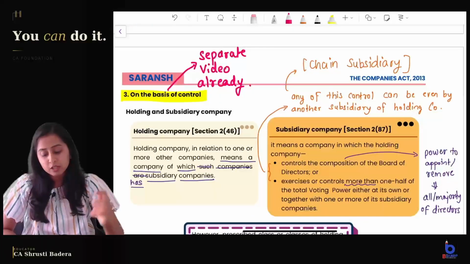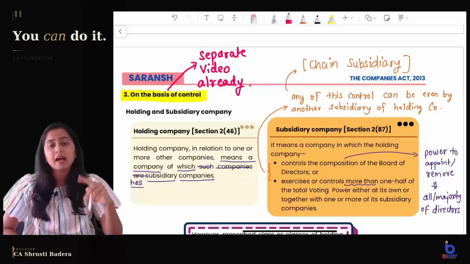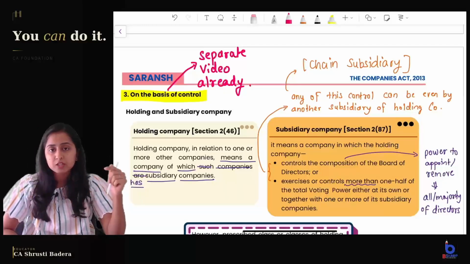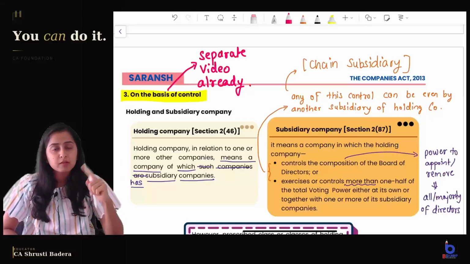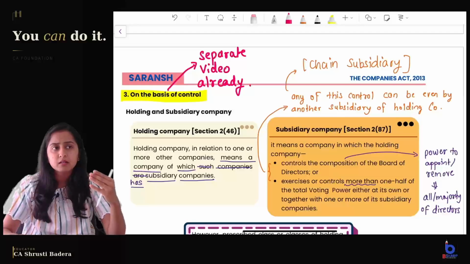On the basis of control, there are holding, subsidiary and associate companies. I already have a detailed video on this. You can check out the link which I will attach with this video. It will pop up and you can watch it. We have discussed all the clauses in detail. Maybe you can increase the speed of the video so that you watch it fast, because I have explained very slowly in detail.